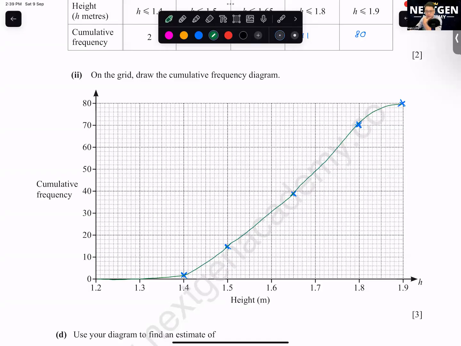What if you put a dot instead of an X? Can also. It's just that you draw the line already, you cannot see the dot. Later, how are you going to check?